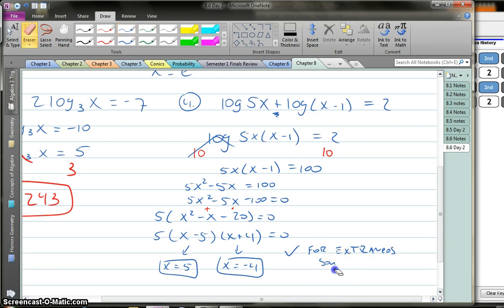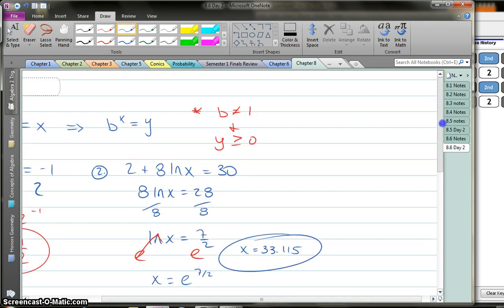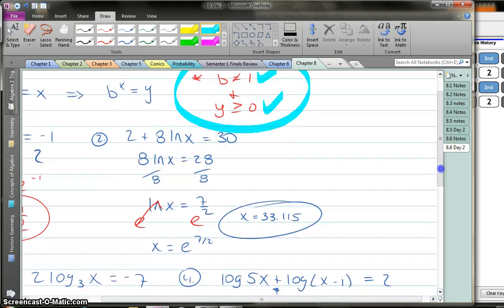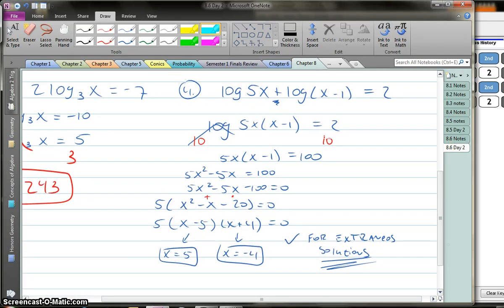And remember, what that means is what makes this problem impossible to solve. So when we check for extraneous solutions, we're checking for these two things. Is my b equal to 1, where I can't solve it, or am I taking the log of a negative, which is impossible? So when coming back here, I have 5. Let's check 5. So log of 25, that checks out. 5 minus 1 is log of positive 4. That checks out. So 5 is the solution.